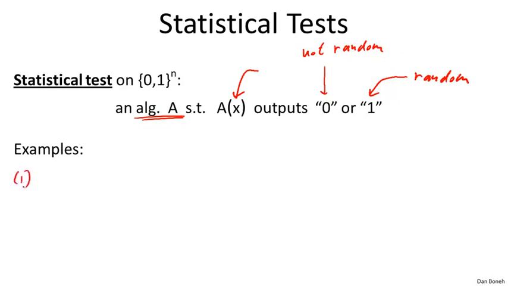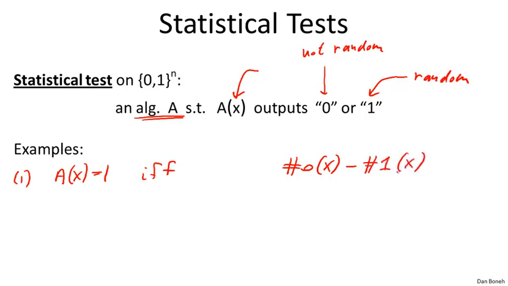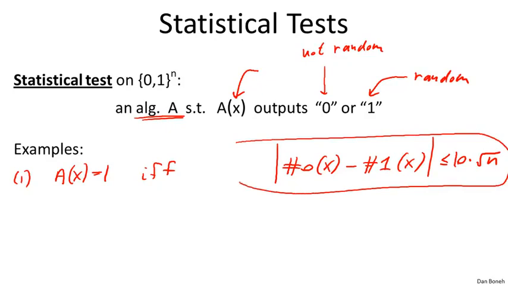So the first example basically will use the fact that for a random string, the number of zeros is roughly equal to the number of ones in that string. In other words, the statistical test is going to say 1 if and only if the number of zeros in the given string x minus the number of ones in the given string x, these two numbers are not too far apart. In other words, the difference between the number of zeros and the number of ones, let's just say, is less than 10 times square root of n. Okay, so if the difference is less than 10 times square root of n, the statistical test will say, hey, the string x looks random. If the difference happens to be much bigger than 10 times square root of n, that starts to look suspicious, and then the statistical test will say, hey, the string you gave me does not look random. Okay, so this is our first example of a statistical test.